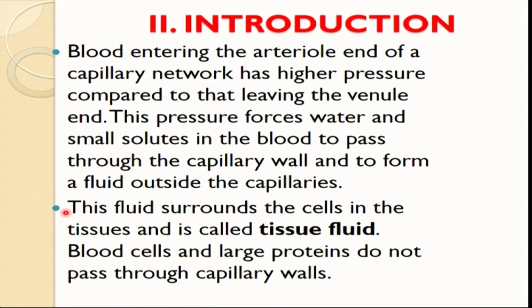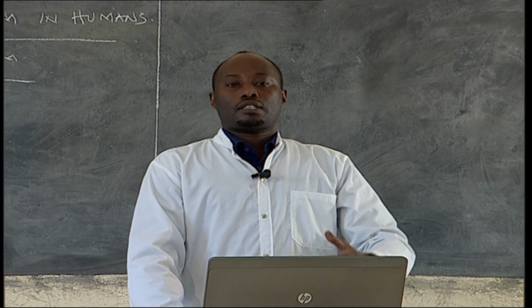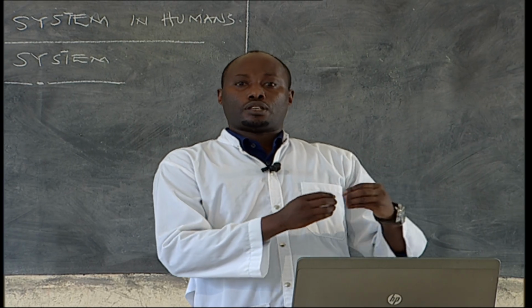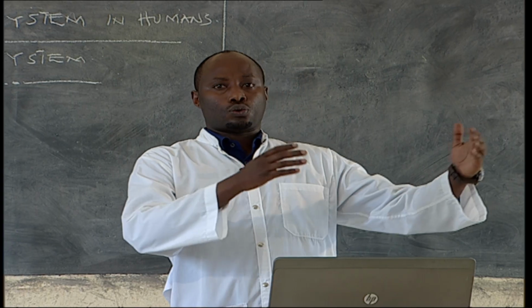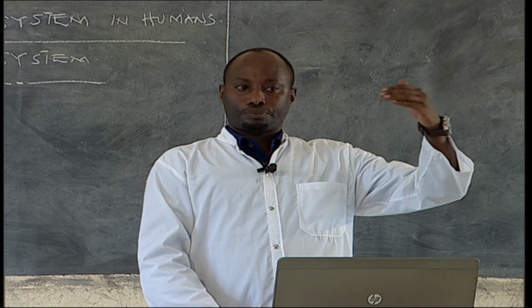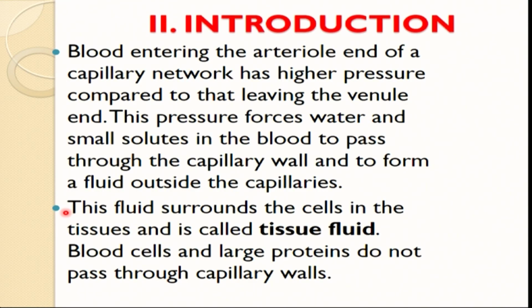Blood cells and large proteins do not pass through the capillary walls, because they are large in size; only smaller molecules can pass through. That's why we bring in the concept of selectively permeable. It means that when the pressure is very high, molecules of small size, like water and other solutes, can pass through the capillary wall, but those with a large size will not. Examples are large proteins and red blood cells, RBCs, which cannot pass through and will not form tissue fluid.